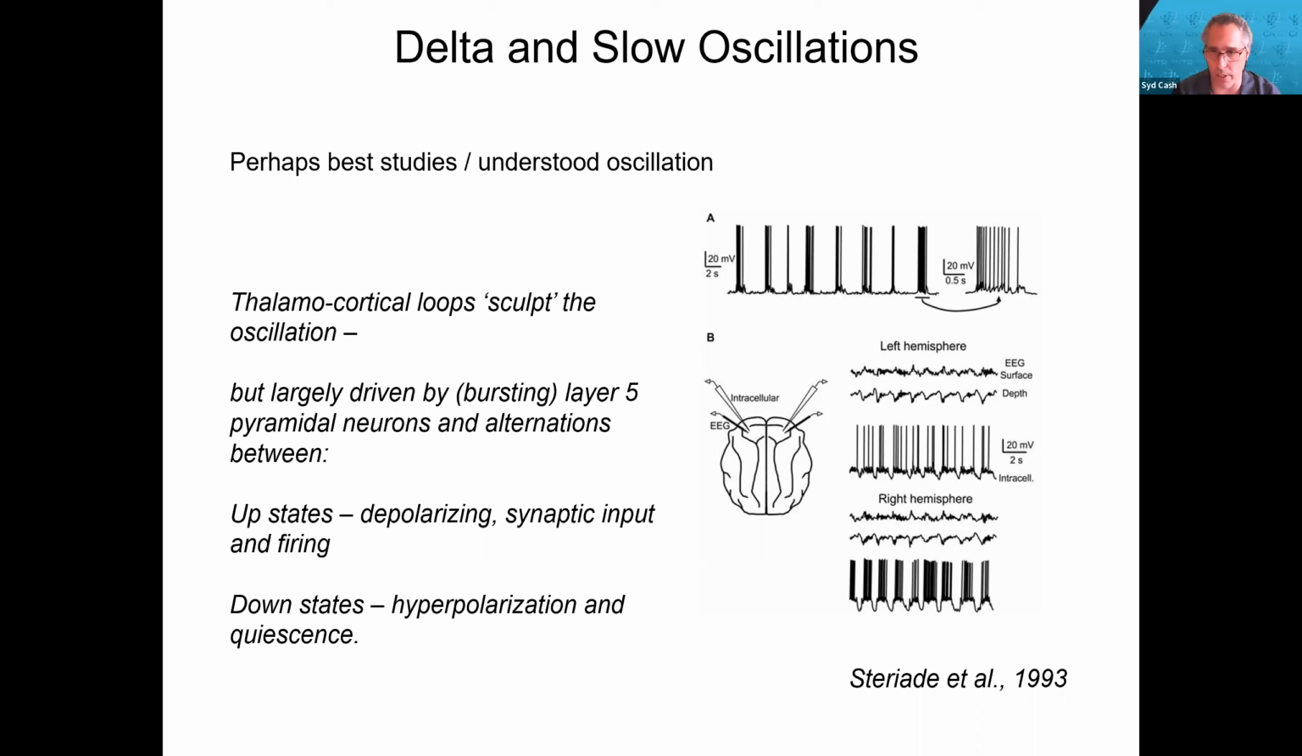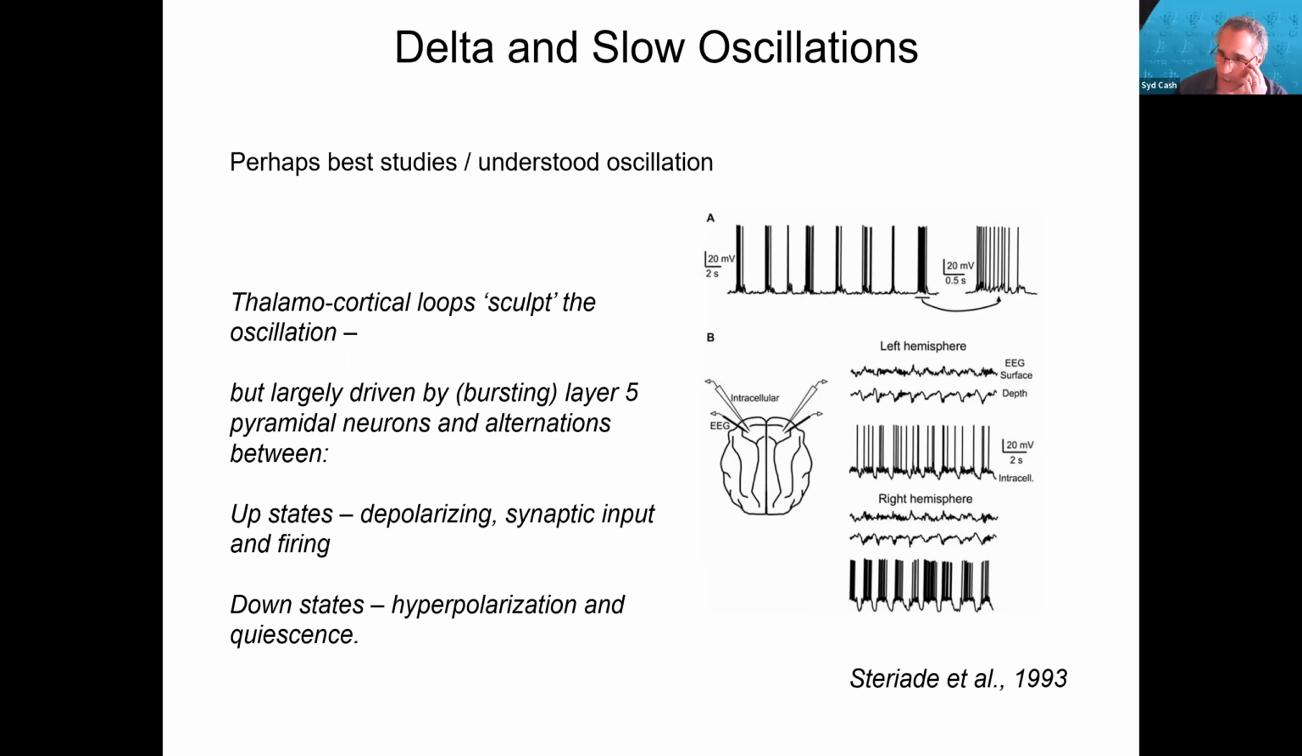And what they basically demonstrated was that a lot of the slow oscillation is largely driven by layer 5 pyramidal neurons, particularly bursting layer 5 pyramidal neurons. And then this leading to an alternation between an up state, that is a depolarized state when there's a lot of synaptic input and a lot of firing, and then a down state, a hyperpolarized state where there's essentially quiescence. And you can see that as an example in A in this panel from a seminal Steriade paper from 1993, showing this bursting up states with quiescence in between that gives you that slow oscillation rhythm.